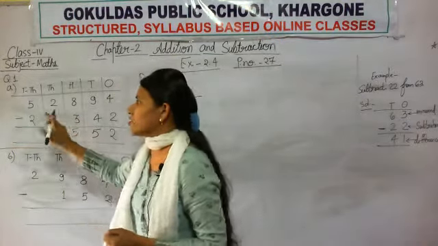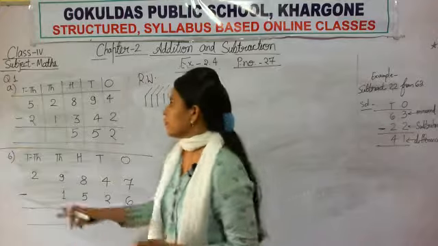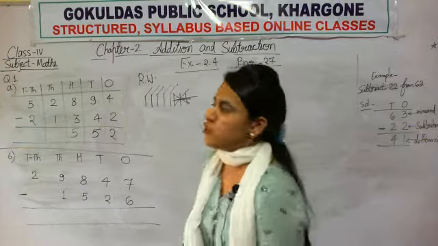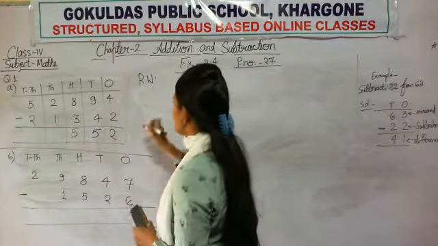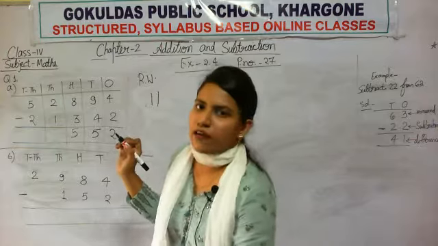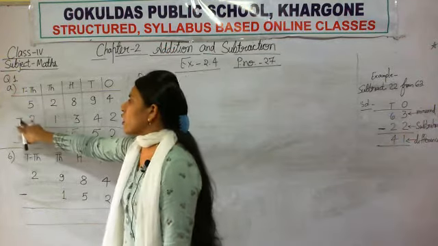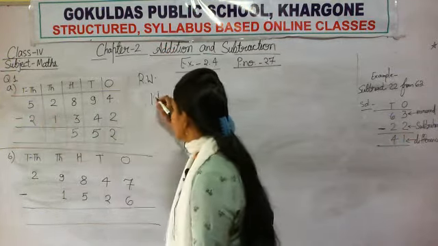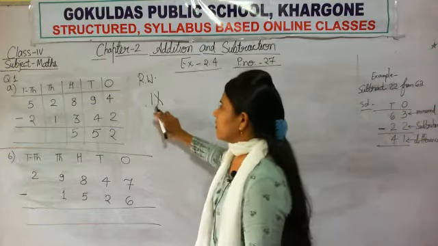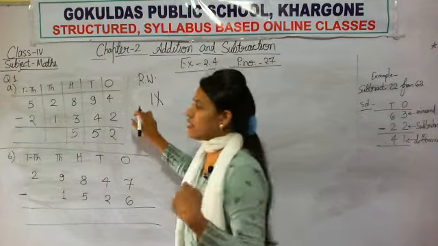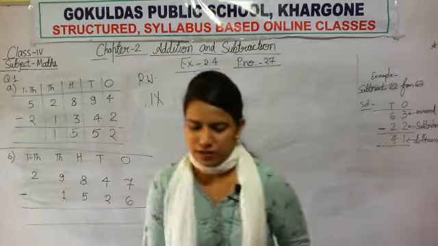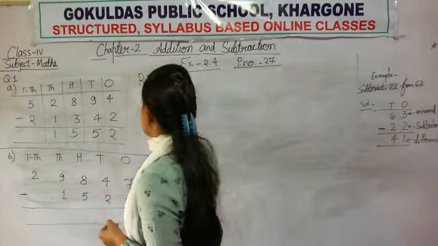Now move to the next column, that is the thousands column. Here the larger number is 2. So draw 2 sticks, 1 and 2 in rough work, and you see that you have to subtract 1 from it. So cut 1 stick. How many left? 1 is left. So write 1 over here in the thousands column.